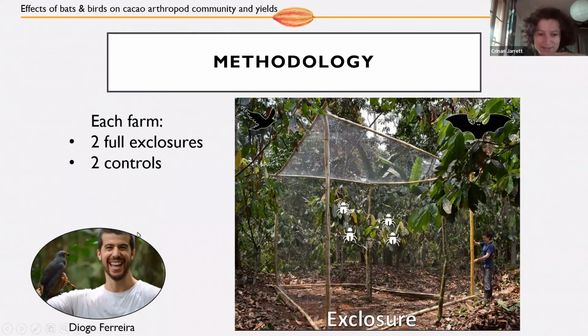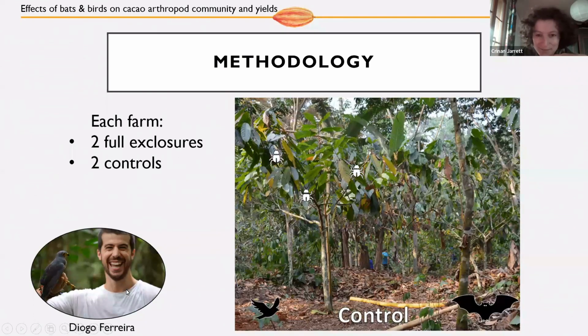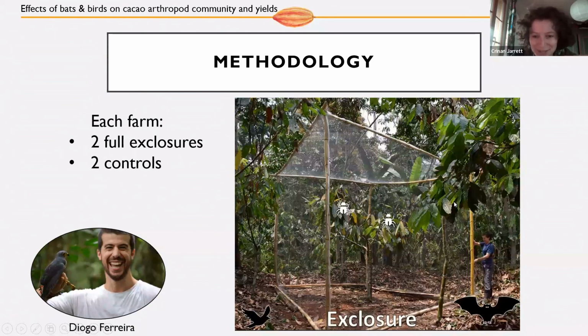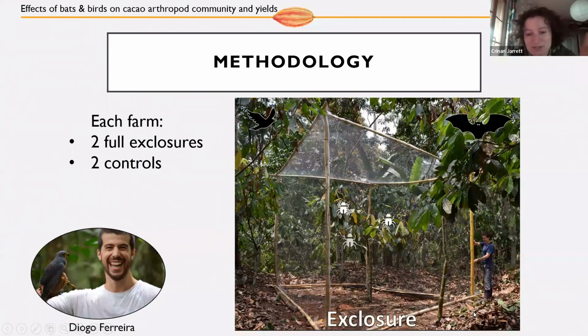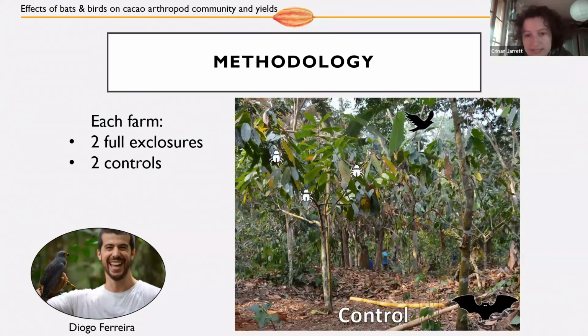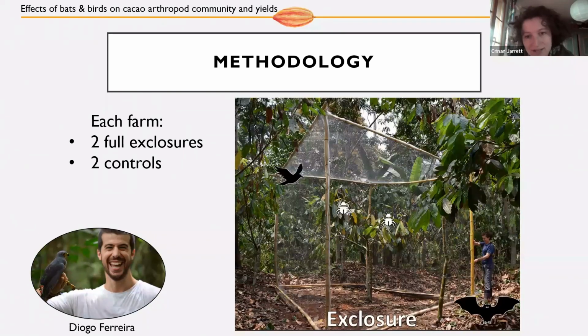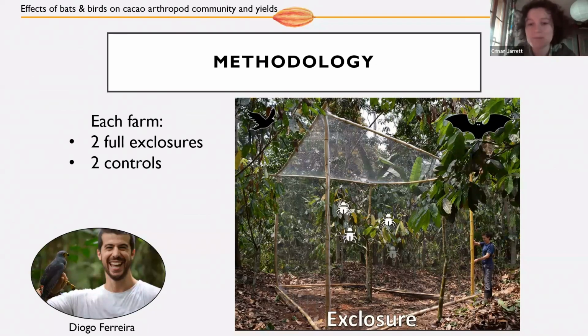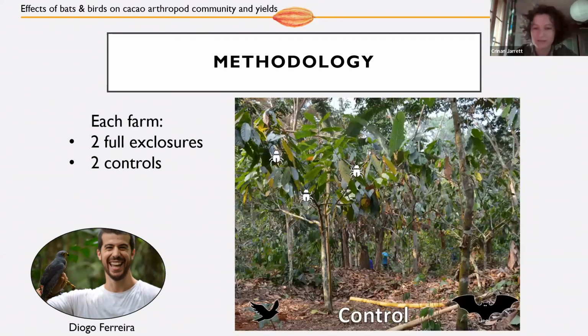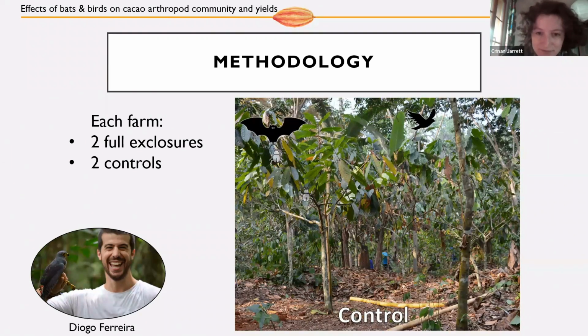And I'm crediting Diogo here. He's the Batman I worked with, and he also made this cool animation, which I'm going to let you watch so you get the idea. Basically, the animation shows the control trees where the birds and the bats can access, and theoretically they're eating the pests or the insects, versus the exclosures where the birds and the bats can't access, and therefore we expect arthropods to increase in abundance. I'll just give you a minute to look at it so you have an idea.